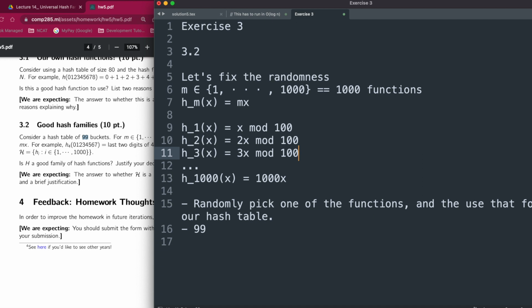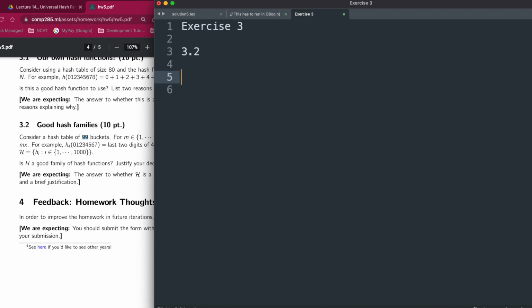So I'll let you pause the video and think about, is it really a good hash family? Is this a good family of hash functions? So hopefully you've come back after you paused the video, and I'll let you know that no. This is a bad hash family.